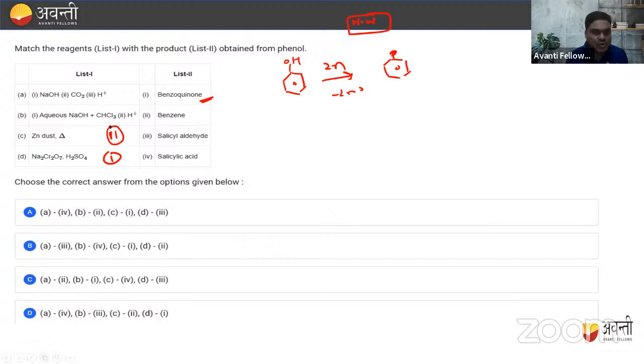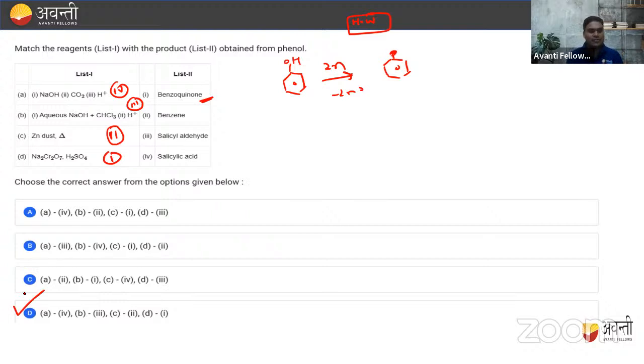And the rest is NaOH plus CHCl3, in which case we get salicylaldehyde, and salicylic acid. Basically with NaOH and CO2 plus H+ we get salicylic acid. So this is the fourth one and this is the third one, known as chloroform, right? Yes, I got a couple of answers. Very good. So which one is the correct option? That is first having D. So only option D is correct, right?